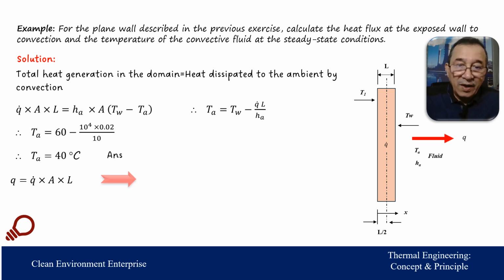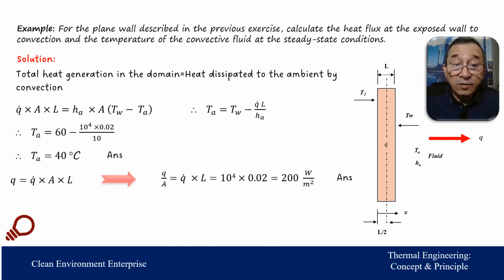And we have Q dot times A times L, which represents the heat transfer rate, equal to the amount which has been represented by the above equation. Then Q divided by A represents the heat flux that is passed at the convective part, which corresponds to 200 watt per meter square.